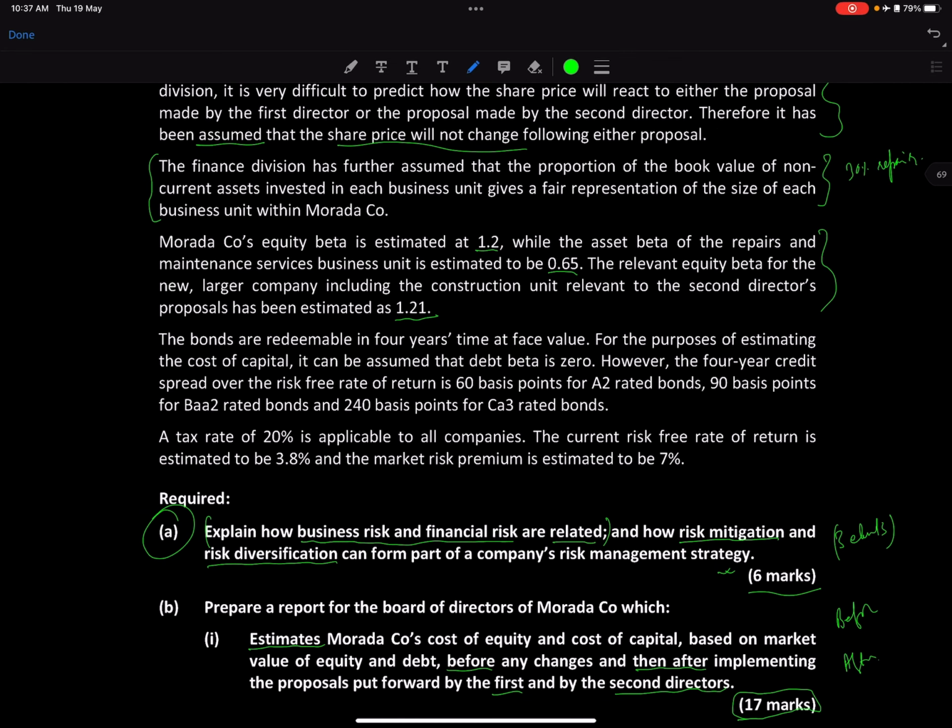What is this line about? So this is about the bond. The bond is redeemable in 4 years at face value. That's important, face value, because when we find the value of it, we need to discount it. For the purpose of estimating the cost of capital, it has been assumed that the debt beta is 0. However, the 4-year credit spread over the risk-free rate of return is 60 basis points for an A2 bond, this much for this, and this much for a C3 bond. So the bond information is there. We do have the tax rate, and we do have the risk-free rate and market risk premium, so 7% is there. Okay, let's do this.